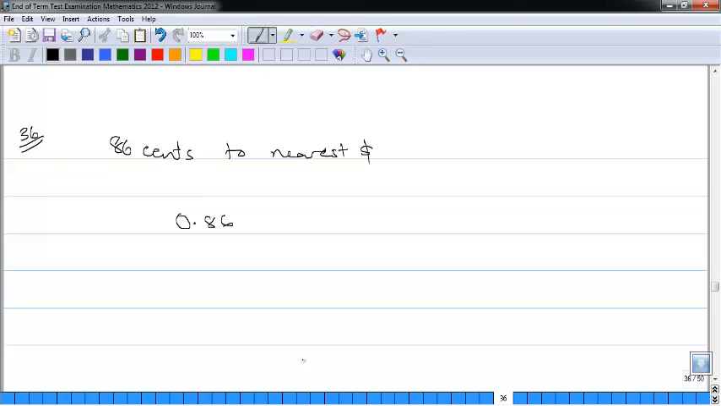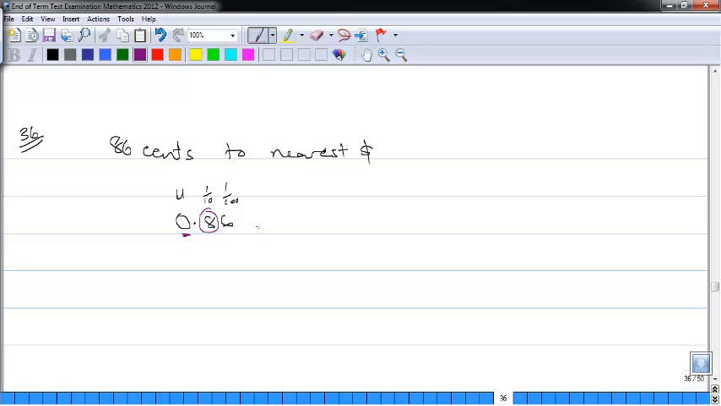Number 36 says, what is 86 cents rounded to the nearest dollar? Okay, now the nearest dollar, which is a whole, would be here in our units column. We have tenths and we have hundredths here. Now whenever we're rounding, identify the column that we want to round to. This is our column of focus. Look to the digit that is to the right of that.